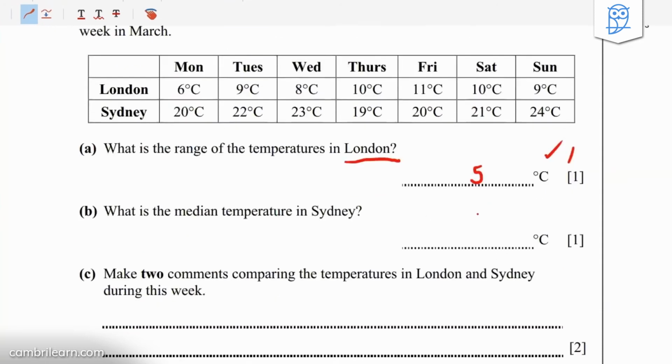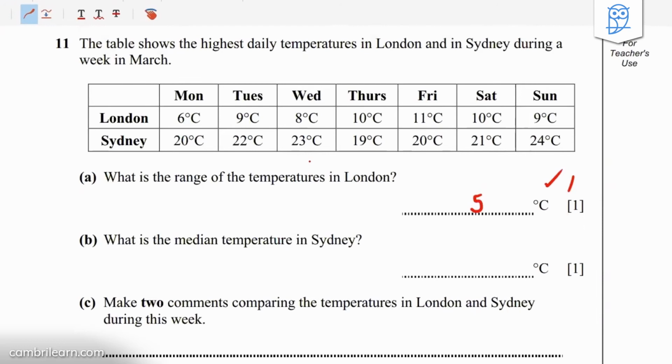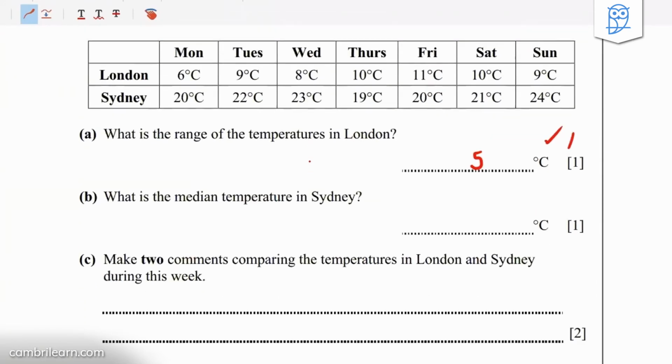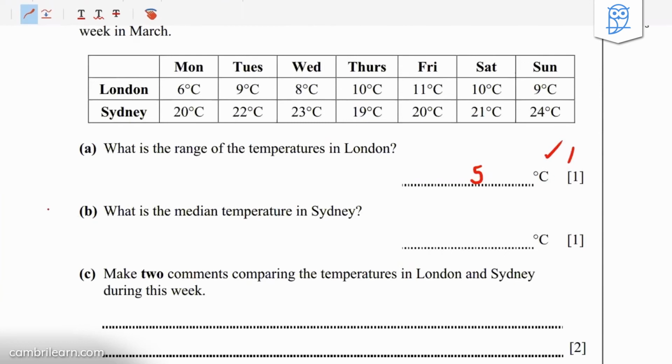Next question, what is the median temperature in Sydney? How do we get the median? First, we have to write everything from smallest to biggest. We have to write all of these values down to get the median. Remember, the median is just the temperature that is smack dab in the middle. Let's start with 19. 19 is the only one, so we can go 19 and 20. Do we have another 20? Yes, so we have two 20s, and we have a 21. After 21, we have a 22, a 23, and a 24.